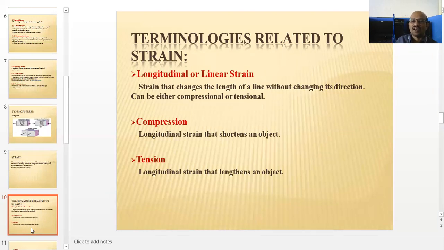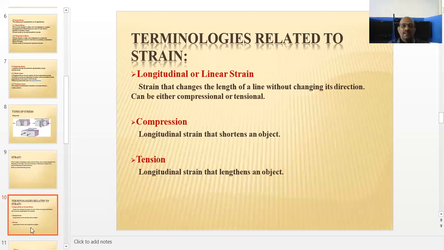Here is also longitudinal strain. We are going to have shortening of the object. That means change in the width to the original width. That is called compressive strain.